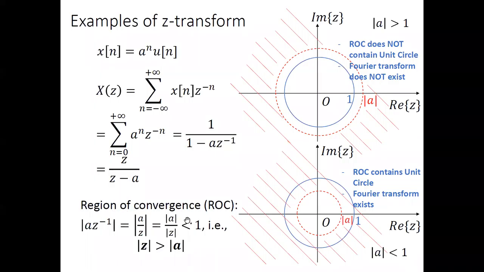But for this case, the ROC is still the magnitude of z larger than the magnitude of a. So the ROC is still the shaded region outside of this red dashed circle. Okay, so this is the expression and the ROC for the Z transform of this signal. So again, similar to the Laplace transform, when we calculate the Z transform, we not only specify the expression of X(z), we also need to point out its region of convergence.